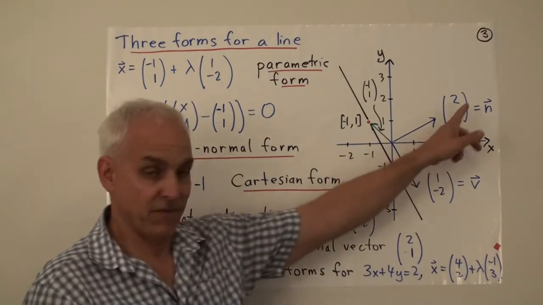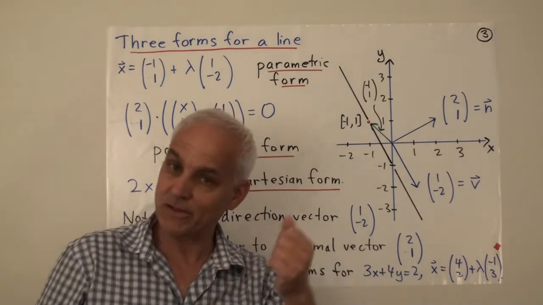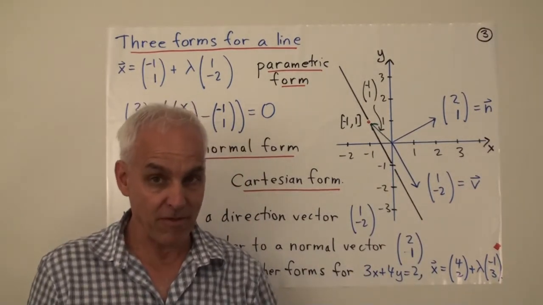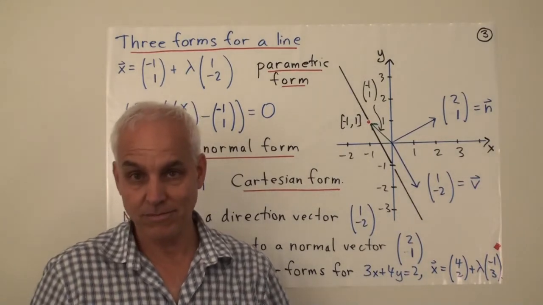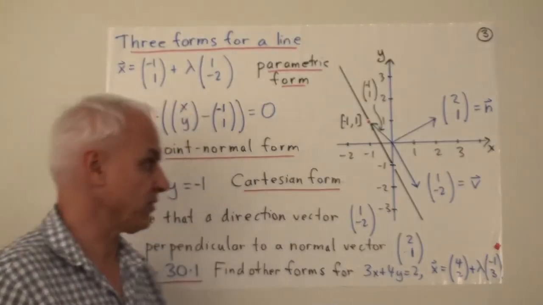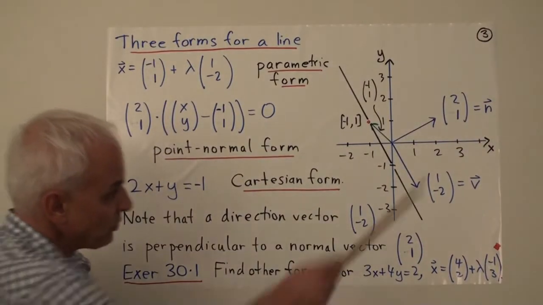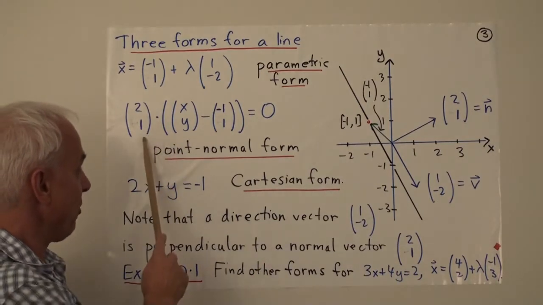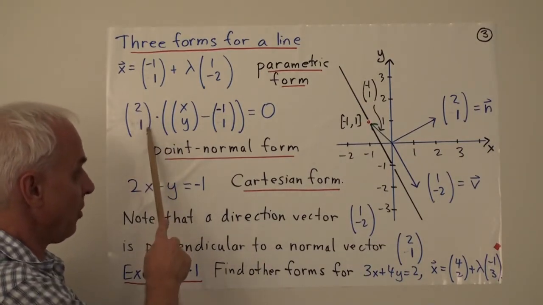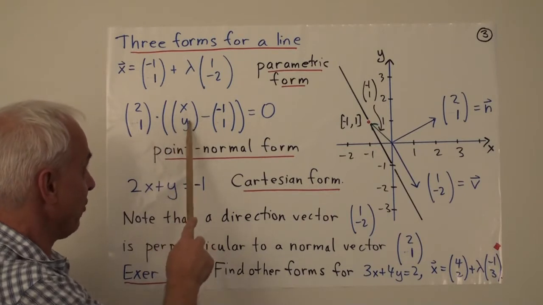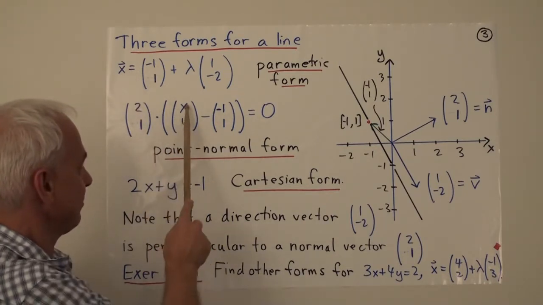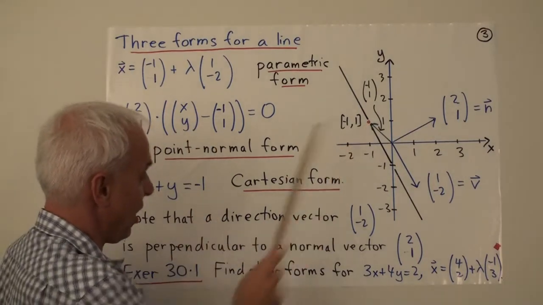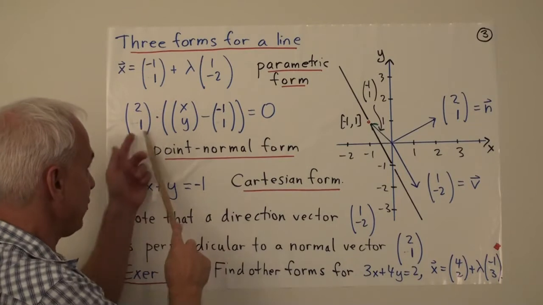Of course, any multiple of this vector is also a normal vector, because normal vectors are not unique, just as direction vectors are not unique. We can always multiply them by scalars, numbers, rescale them, and they're still normal vectors or direction vectors. So once we have the normal vector and we have a point on the line, then we can write down the point normal form. The normal (2, 1) dot, here's a general vector x with coordinates x and y, the difference between that and the point on the line, (-1, 1), that dot product should be 0.